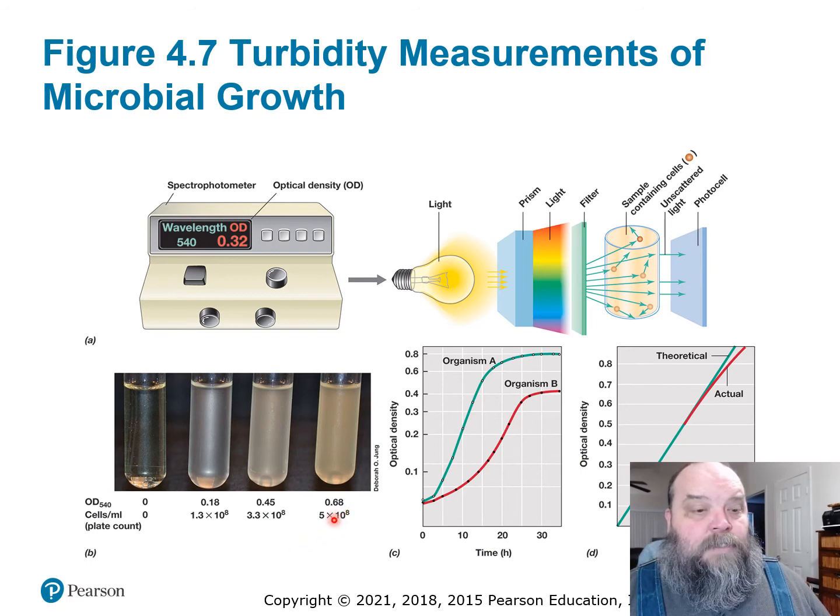Optical density 0.68 of whatever this one is. I forget what this bacteria is supposed to be. 5 times 10 to the 8th. That's 500 million bacterial cells there per ml. 0.18, 1.3 times 10 to the 8th. And you can sit there and dilute this out and work this out and do multiple other dilutions of it to get an even better, broader spread of optical densities, which will give you even more numbers that you can then plot out.